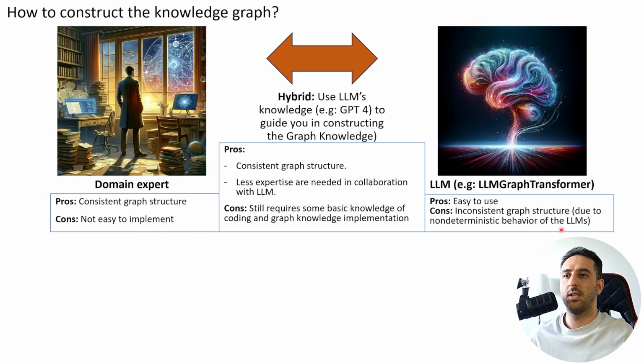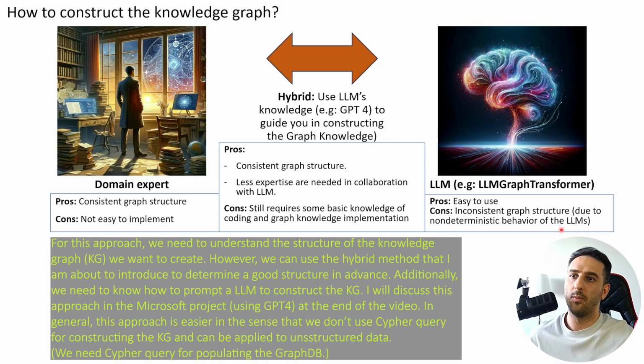The second approach is to use large language models to build and construct the knowledge graph for you. The advantage would be it is easy to use, and the disadvantage of this approach would be the inconsistency in the knowledge graph structure. So now let me explain what I mean by consistency and inconsistency in graph structure.